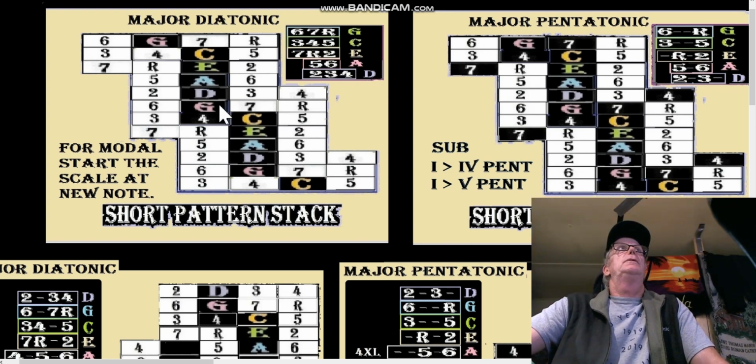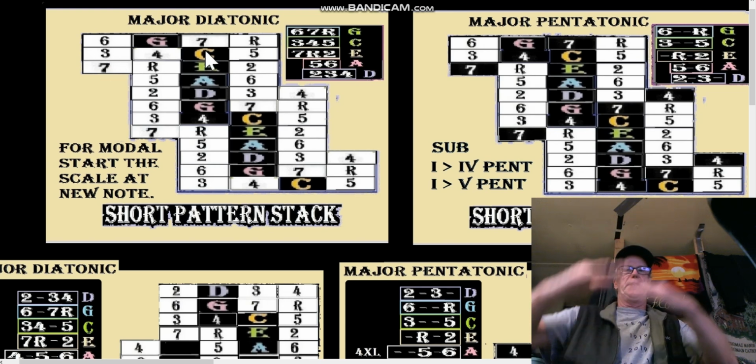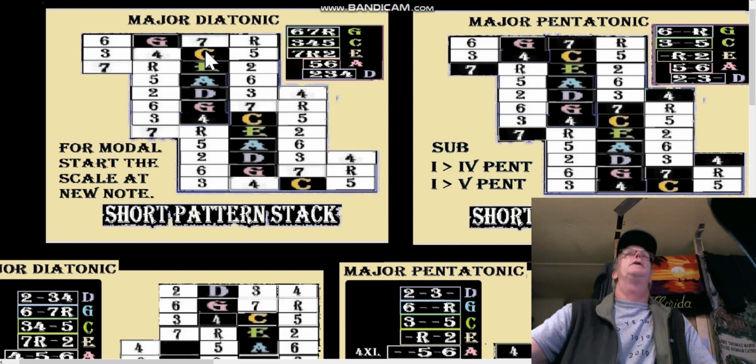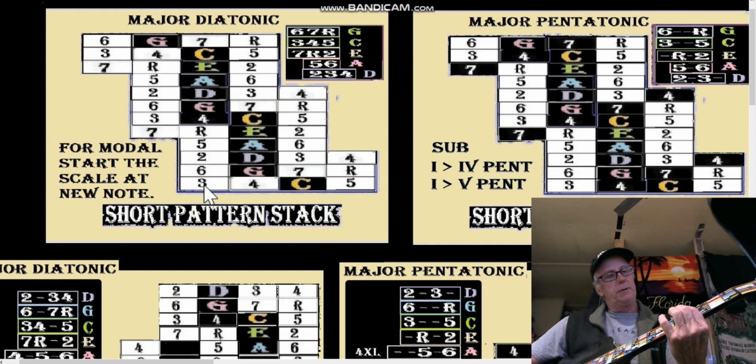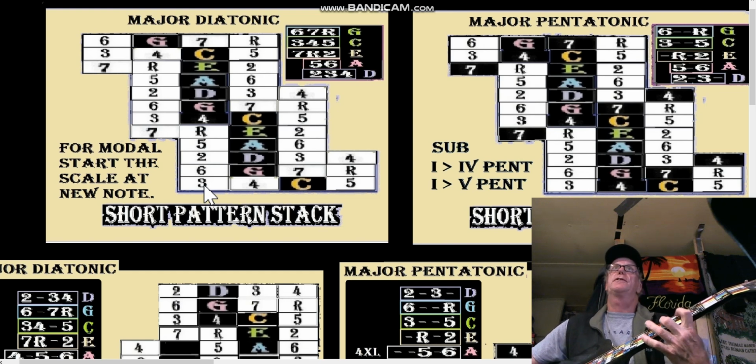Okay, so for the major diatonic, we're just going to play the string shapes. And here they're shown stacked up, as many stacks as possible, so we can see every combination the way we would go. Starting from the C here, it'd be 3, 4, 5, then to the G, 6, 7, root, then to the D, 2, 3, 4.